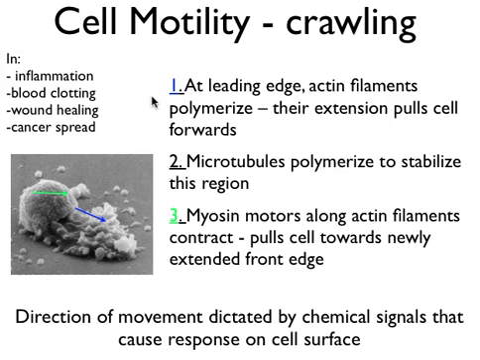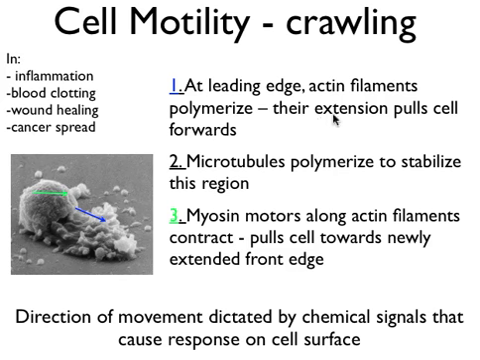The first thing that happens is that at the leading edge, so this edge, actin filaments polymerize. This means that their extensions pull the cell forward. Microtubules then polymerize to stabilize this region. The myosin motors along the actin filaments contract, pulling the cell towards the newly extended front edge. This is how it moves forward.